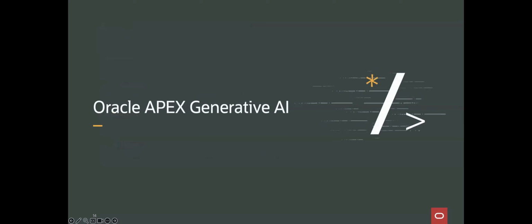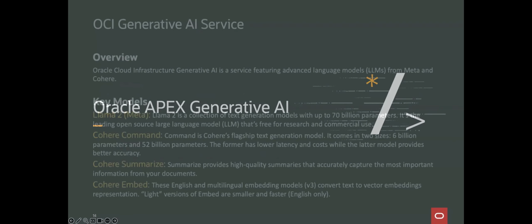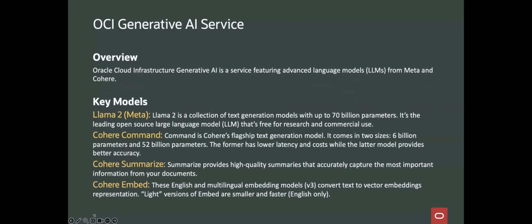And so for the generative AI service, today we're going to dive into two key models here. These are large language models that are created by Meta and Cohere. And so the two key models will be the Llama 2, which is the 70 billion parameter. It's widely used for both research and commercial applications. And then, of course, you have Cohere Command, which is their flagship model that comes in those two sizes that you see listed there. For today's demo, we will be using Cohere Command.